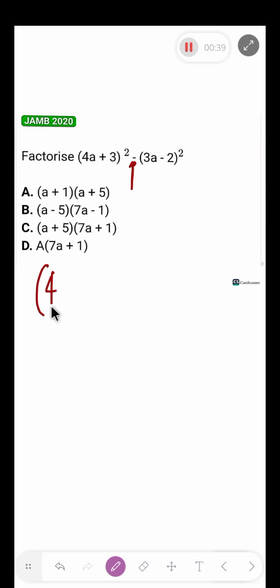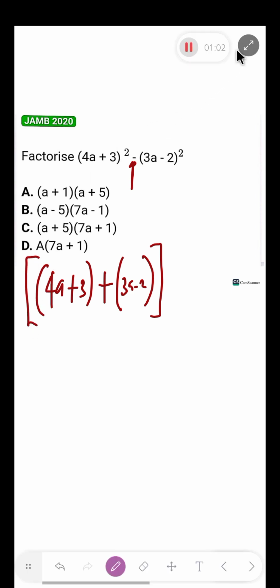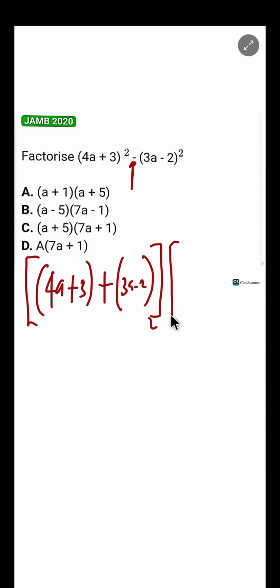Just have to take 4a plus 3, right? And then you have to take 3a, plus 4a plus 3, and then you have to take plus 3a minus 2 in one part. And in the second part, you have to take 4a plus 3. Then, here in this case, I've used plus. So in the other part, I will use minus. So this is the final answer to it.